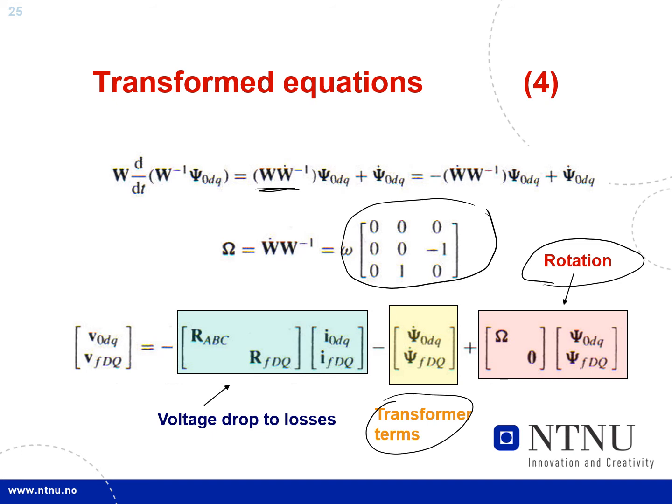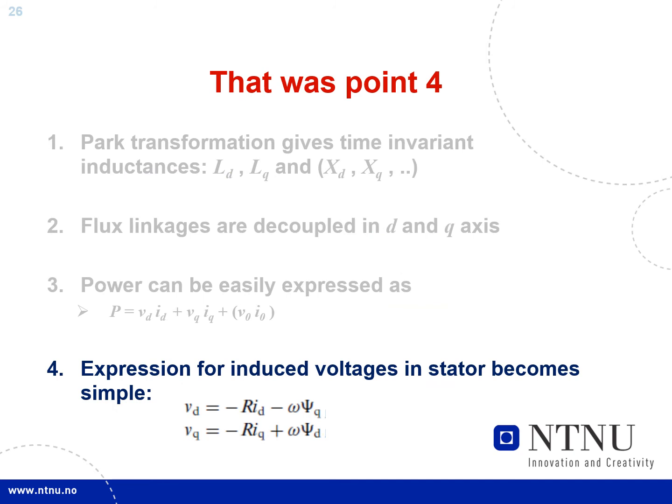So, and this is an important finding, because it shows that the induced voltage is proportional to the rotation of the machine. So this was point 4. In a way, the expression for induced voltages in stator becomes simple, and if we ignore the rate of change term, which we often do, it says that the induced voltage in the d axis is proportional to the flux linkage in q axis, and induced voltage in q axis is proportional to the flux linkage in the d axis.